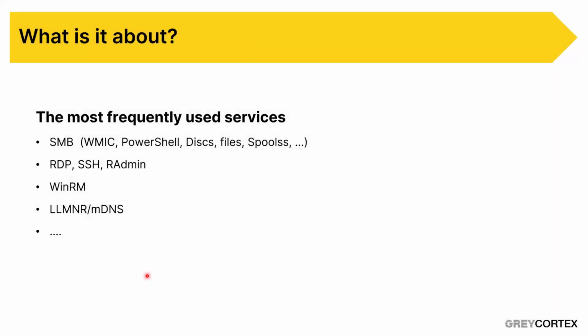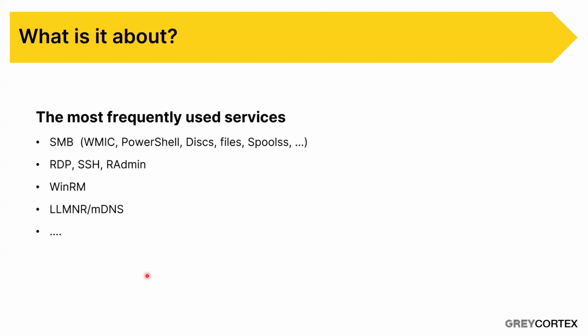Let's see. Next one. The most frequently used services the hackers are using for lateral movement is, of course, the Server Message Block, and that's really powerful. It can serve Windows Management Instrumentation, and it can do that also for the command line version. Yeah, I know that the command line version is not available anymore in Windows 10 and 11, but still the regular version is available there.